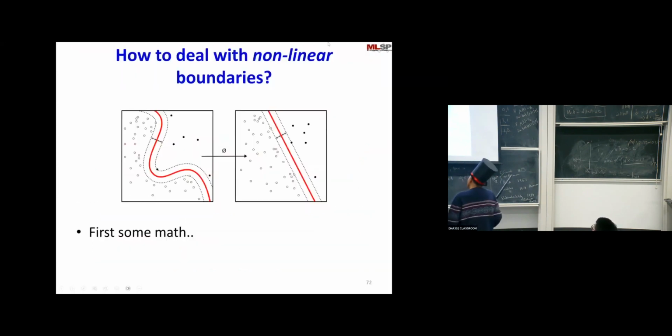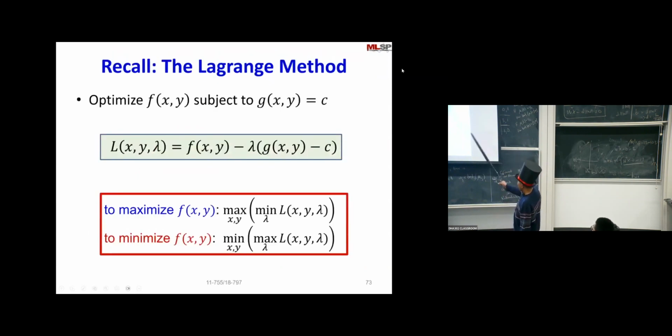Right, that's it. So we've dealt with linear boundaries. How about things with non-linear boundaries? This becomes easier. And for us to deal with this, we're going to go back and recall the Lagrange method. The Lagrange method basically said that if I have some constraint g(x,y) = c, then I can just add lambda times (g(x,y) minus c). And this was a barrier function, right?